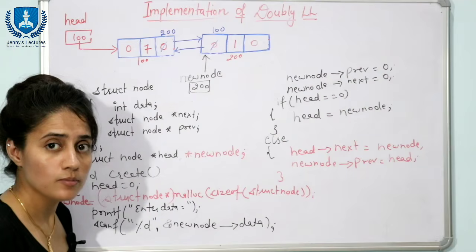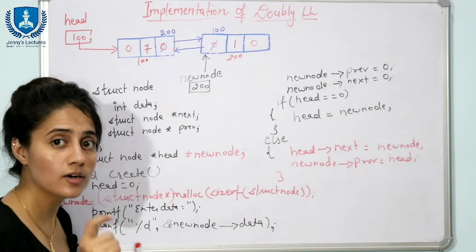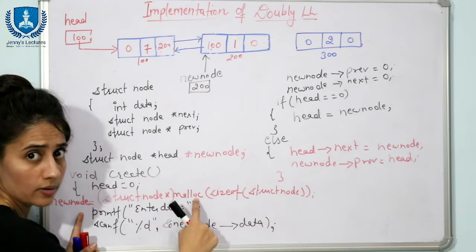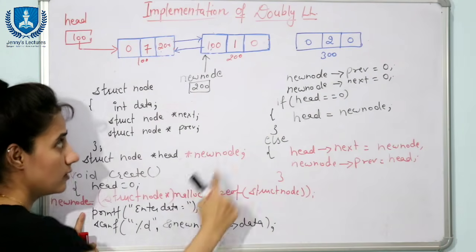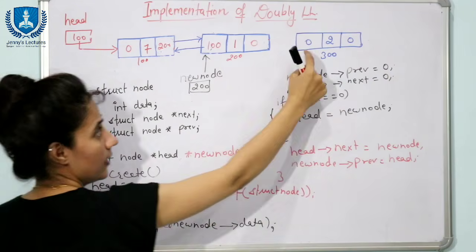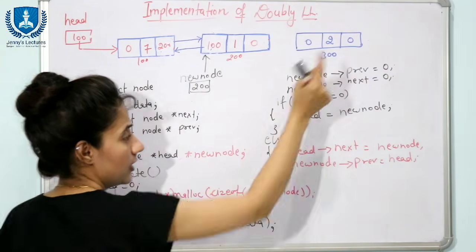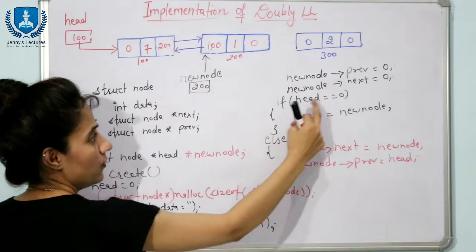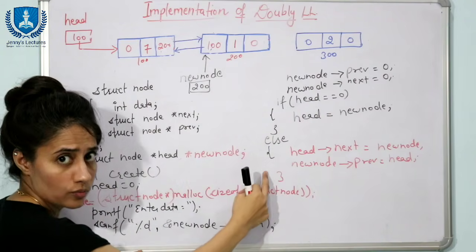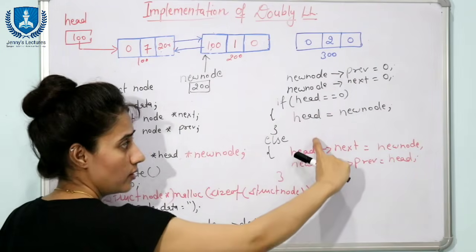Now the problem comes when I want to insert a third node. See, now I have created another node by running this code again. In this node we have inserted 2 as the data, and both the previous and next pointers are containing null. Now if head is equal to null, but head is 100, so head is not null. Now we are going to do this else part and run this code.